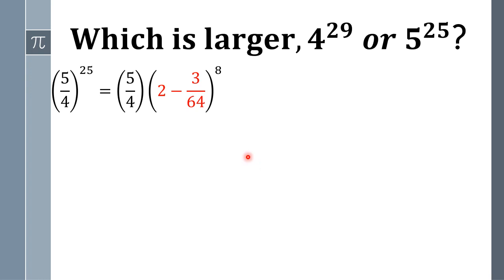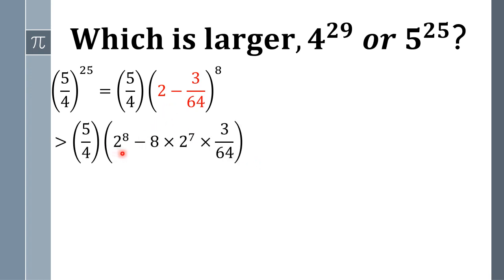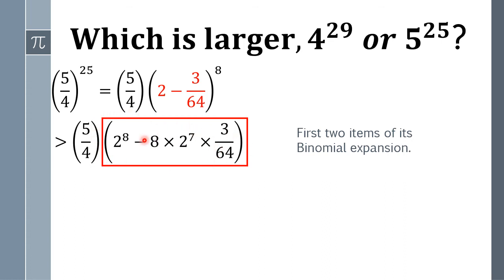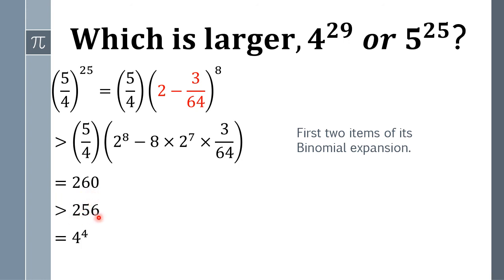Again, we will use the first two items of the expanded expression to estimate the value, which is shown here. And the calculated value of this expression is 260, which is larger than 256. So up to here, we have proved that 4 to the power of 29 is smaller than 5 to the power of 25. Problem solved.